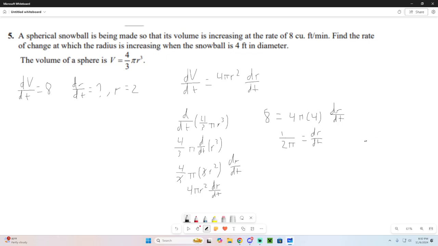And our units are feet per minute, since the units of the volume are cubic feet per minute, and this is the radius, so it's only one dimension, so it's just going to be feet per minute. So 1 over 2 pi feet per minute as our final answer. There we go.